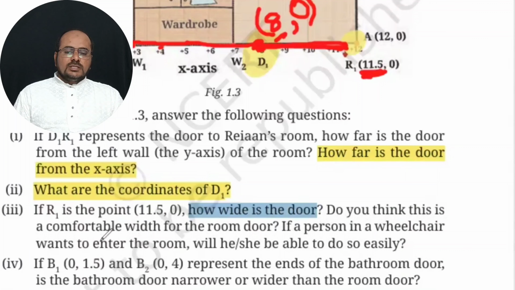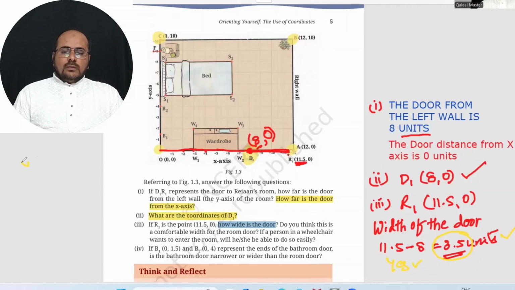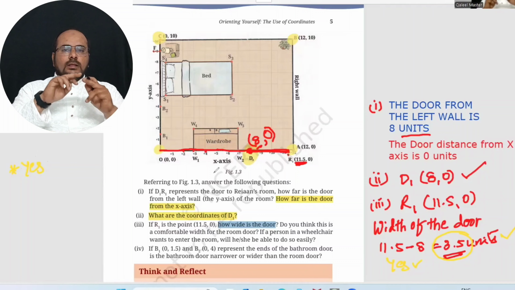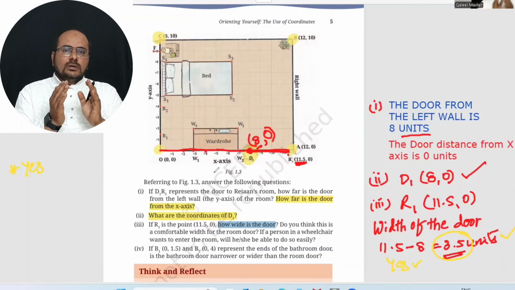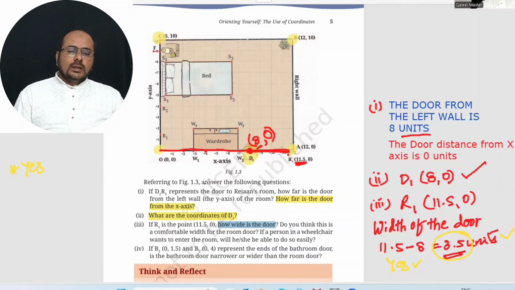If a person in a wheelchair wants to enter the room, will he or she be able to do so easily? Yes, we can say yes. Why? Because if a person sits in a wheelchair, the width of the wheelchair will most probably be 2.5 feet. So this 2.5 feet of width can pass through this 3.5 feet of door width. Hence we can say that yes, the person can enter the room easily.